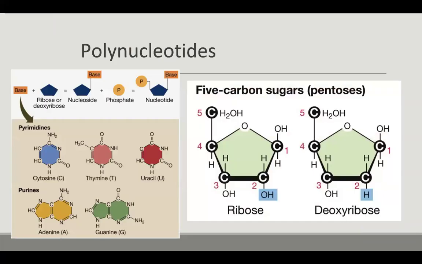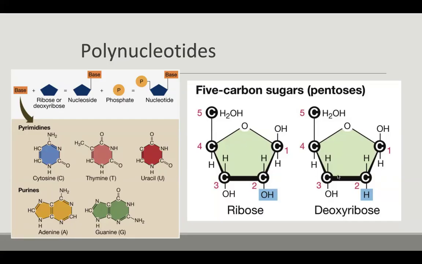Next, we're going to talk about polynucleotides. One of the most common polynucleotides is DNA and RNA. So polynucleotides are made from a base. You have your pyrimidines, which is cytosine, thymine, and uracil, and your purines, which are adenine and guanine. So each of these bases bind to a sugar, which is ribose or deoxyribose, and then that forms a nucleoside. Once that nucleoside attaches to a phosphate, it forms a nucleotide.